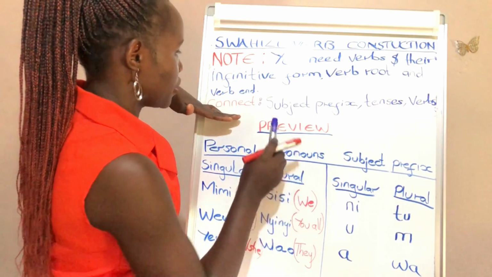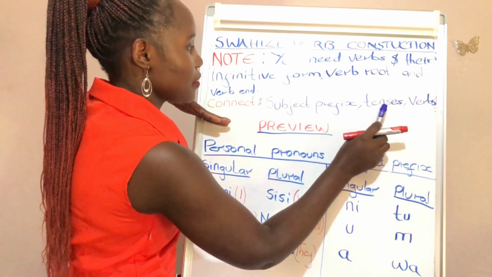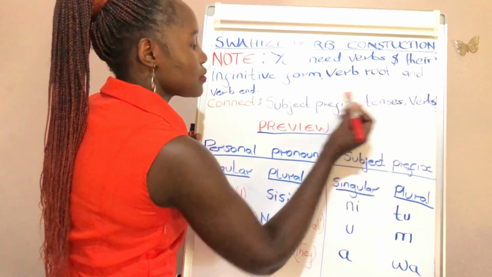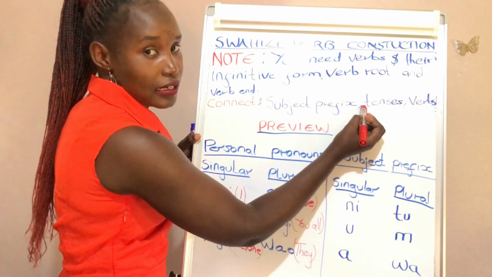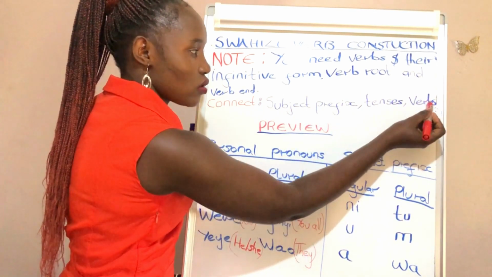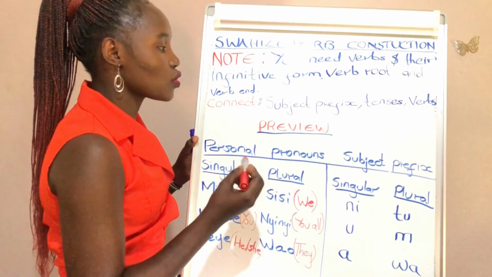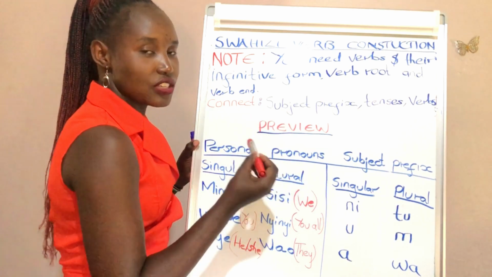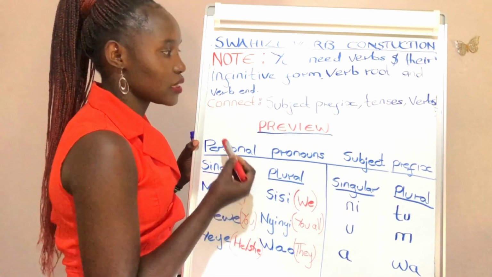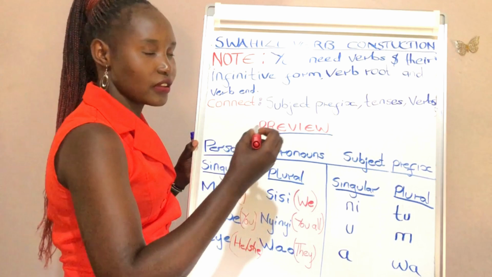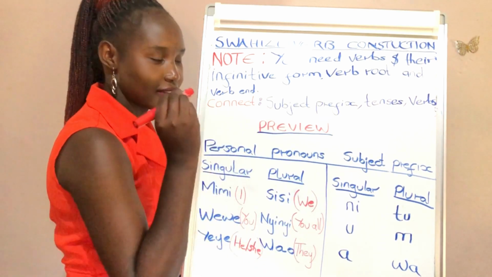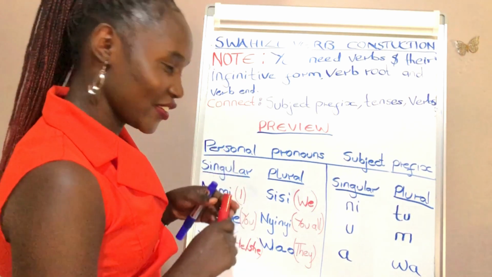Our connecting verbs, we need subject prefix and the tenses and the verbs. Once you have all this, your Swahili sentence will be complete. So we are going to be focusing on one by one, each and each, until we get to understand them, and then we can be able to construct a full sentence at the end in present tense. Stay tuned.